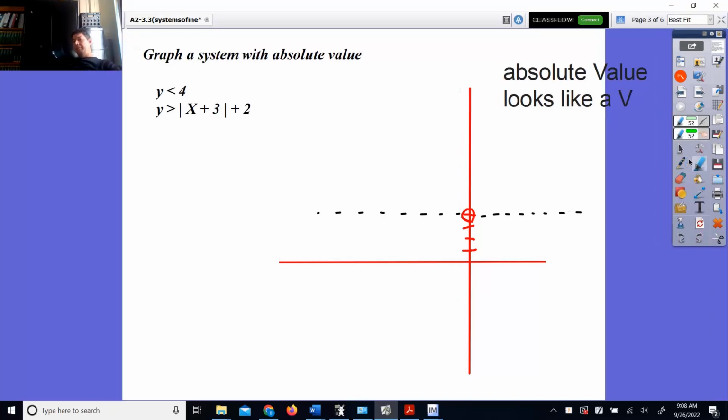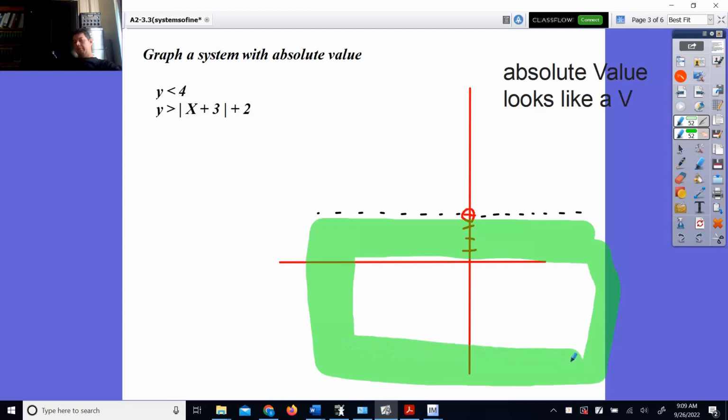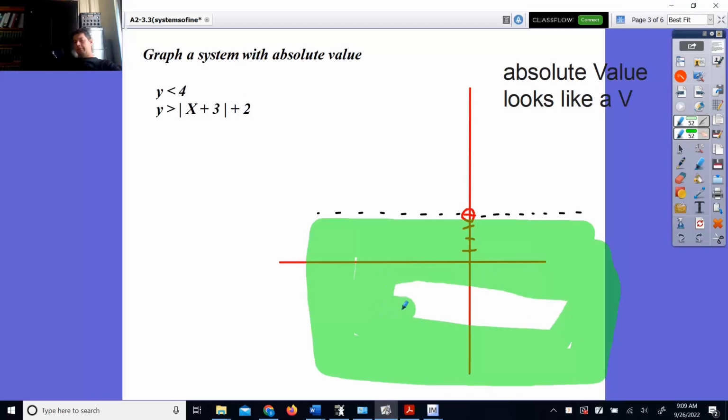Anybody know how to shade? Below, that's a less than symbol. Less than is below. I'm taking my sweet time so y'all can keep up. There we go. All right, absolute value x plus 3.